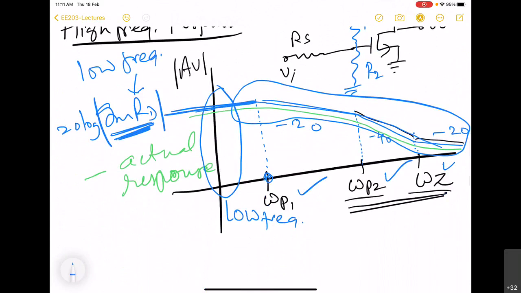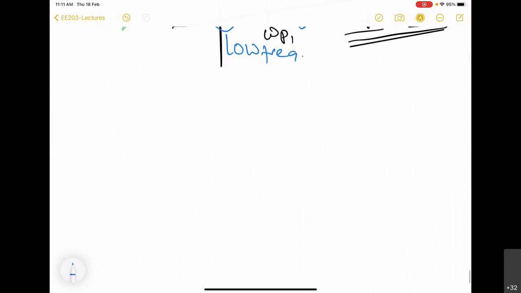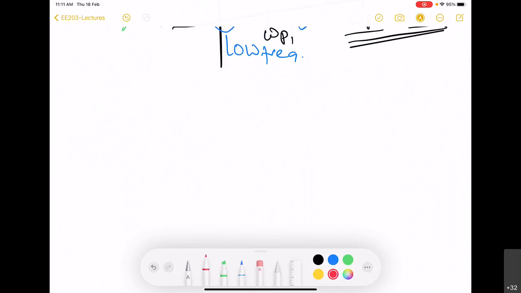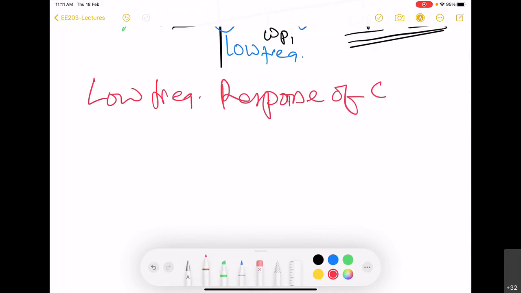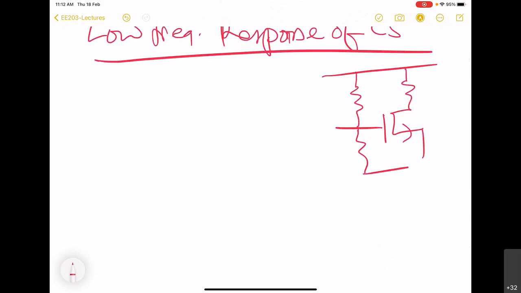Right. So now we want to see how the circuit will behave for low frequency. So now let us see the exact circuit. So for this, we will have to start from the complete circuit, and the complete circuit is this one with all the biasing network.